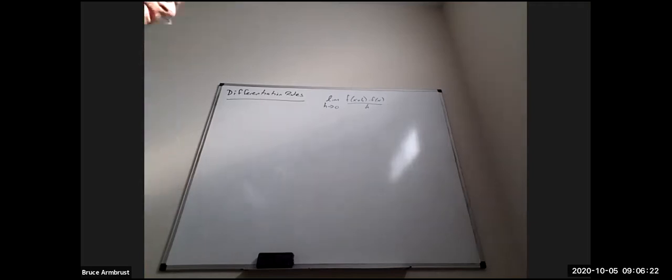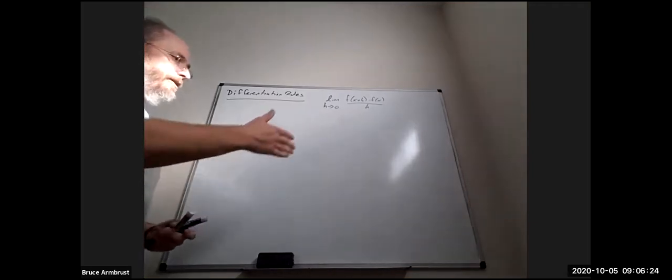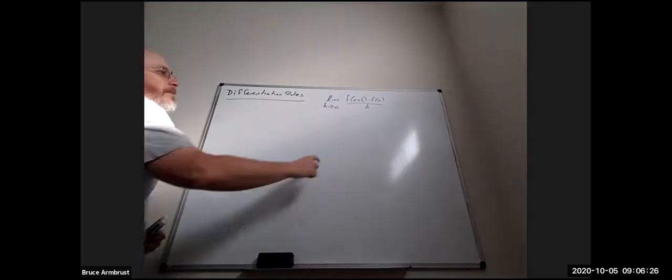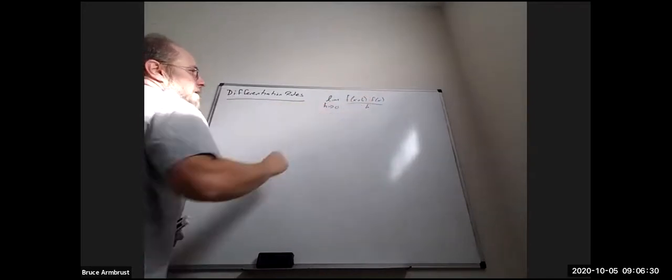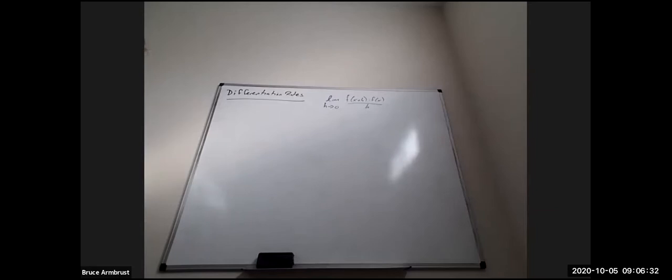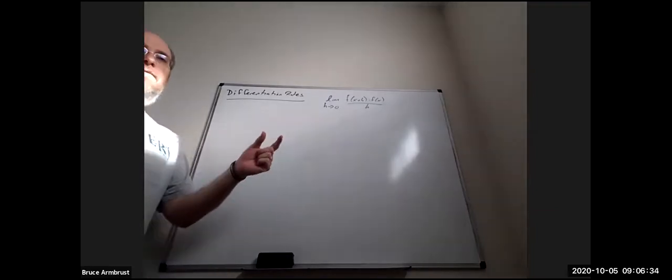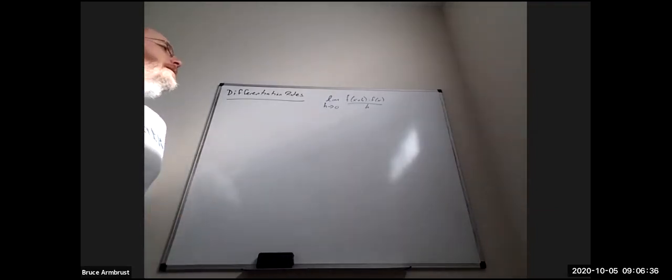So h is just the step from our point to the next point. And this is just the difference in the y values divided by that horizontal step. And then we try to make that horizontal step infinitely small. And that brings us from a secant line to a tangent line.